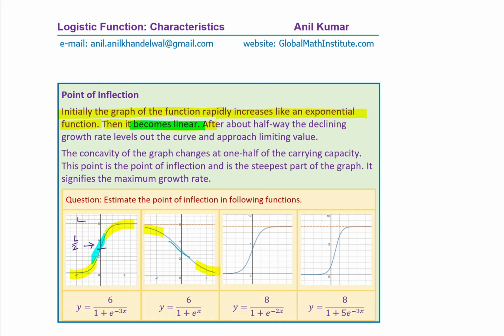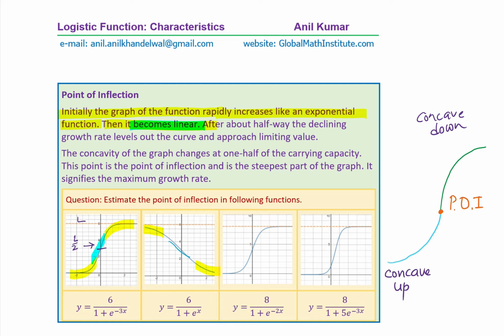So let's understand this concept. As you can see, the initial part of this is concave up, right? So this portion is what we say is concave up, correct? And the later half is concave down, right? So at this point where the concavity changes is called the point of inflection.